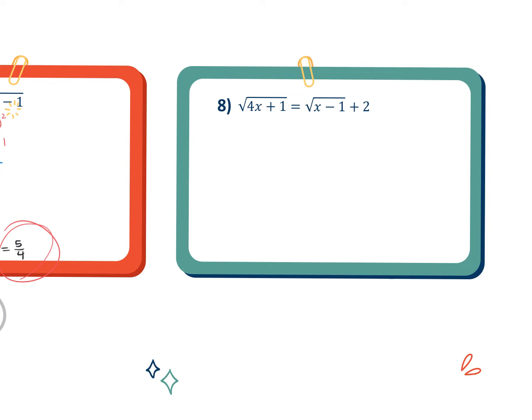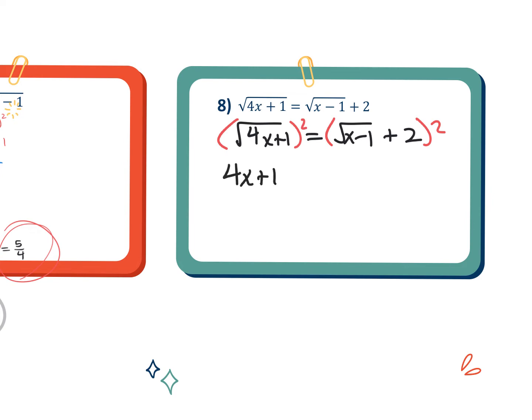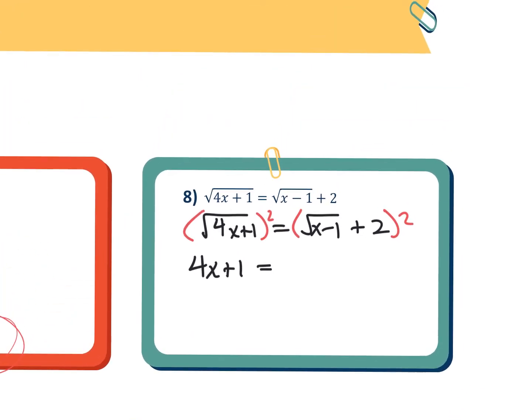So 4x plus 1 under the square root equals x minus 1 under the square root plus 2. I need to square both sides. Squaring the left side just makes the 4x plus 1 come out. I need to FOIL the other side. So when I FOIL it, x minus 1 plus 2, x minus 1, the square root of it, plus 2.